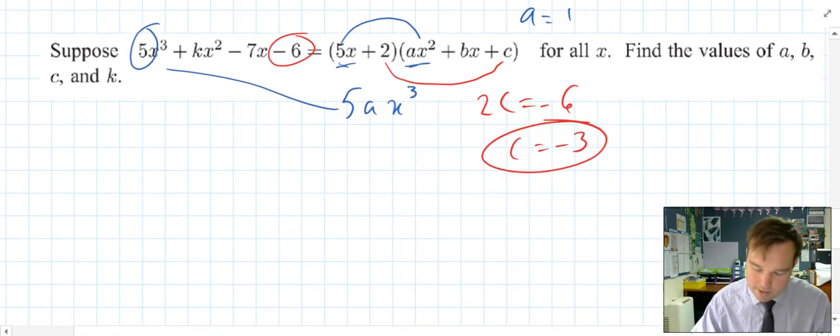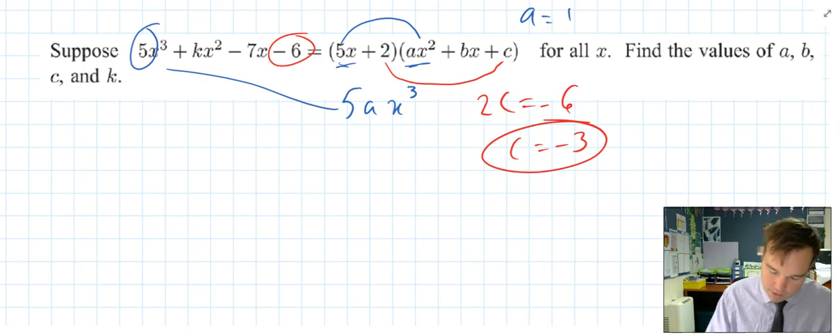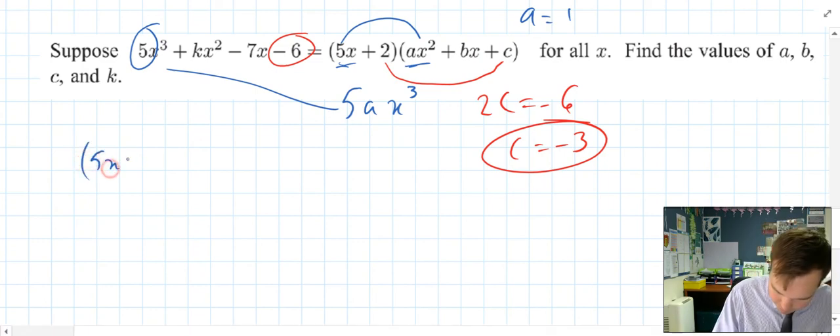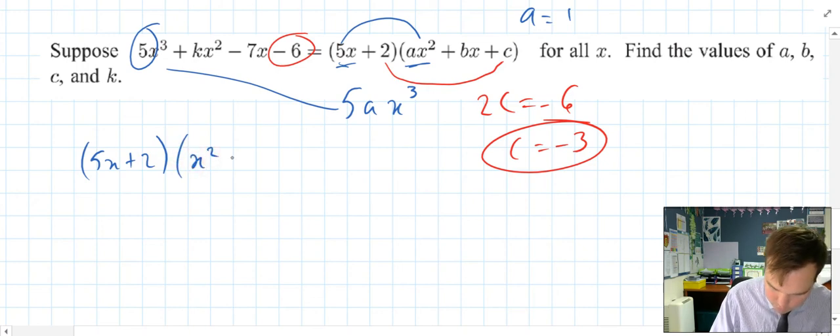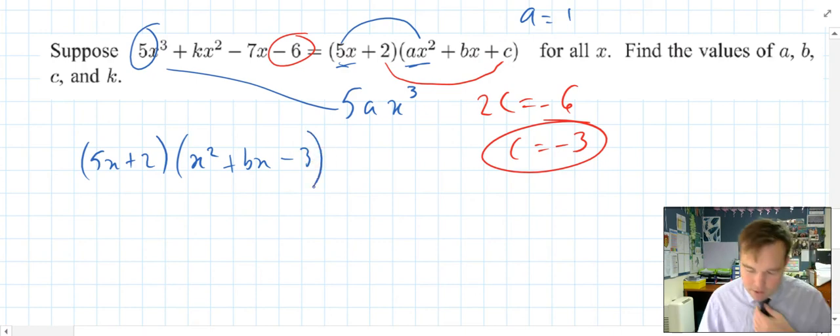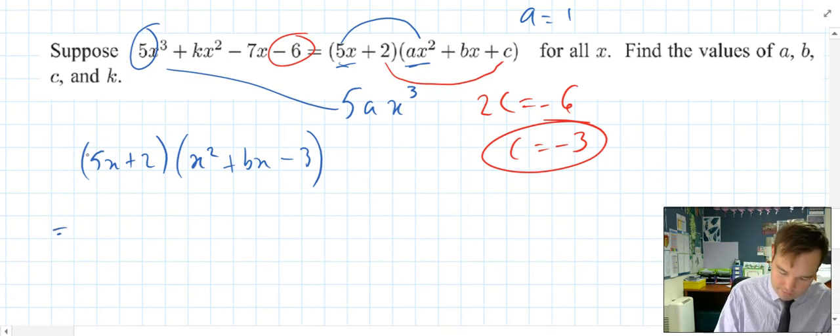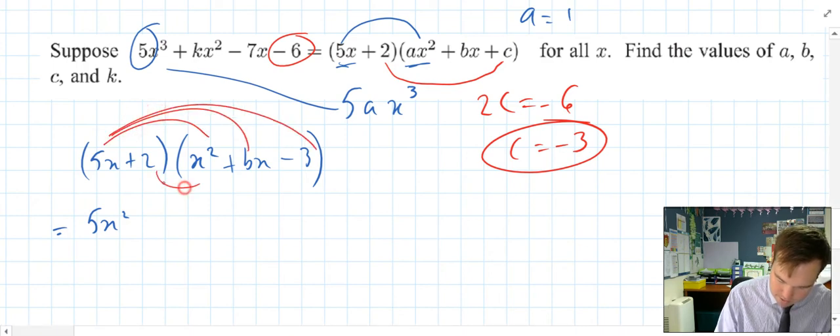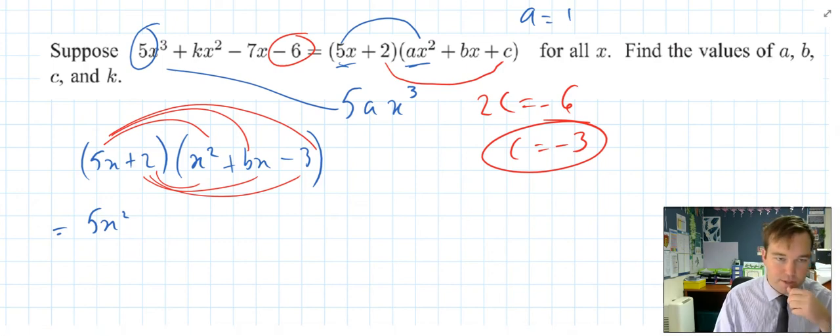Now let's try and rewrite this and see what it looks like. 5x plus 2 bracket x squared, because a is 1, plus bx, take 3. Alright, not too bad. Now let's expand that out the long way. So 5x squared, and remember, expanding this out the long way just means that each of these goes to each of the others. It's like an epic foil, and you should expect 6 terms at the end.